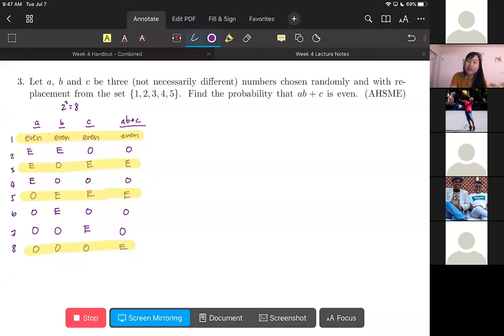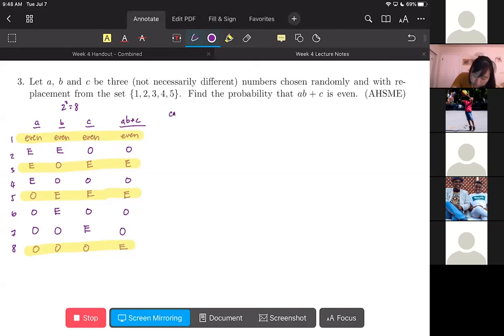All right, so going back to the original suggestion, we basically can outline all the cases where AB plus C is even. And so we found there are 4 cases, right? AB plus C could be even if A, B, C are all even, or it could be even if A is even, B is odd, and C is even, or it could be even if A is odd, B is even, C is even, or AB plus C is even if all of them are odd. And so that could be our 4 cases.